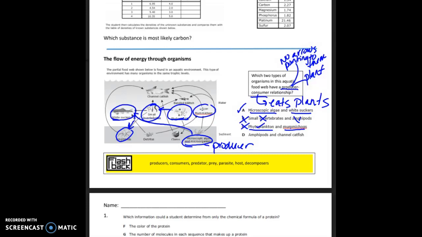where I'm not seeing them, but I already circled them. Here they are over here. I already circled them. Amphipods. Again, they have arrows pointing to them, not a producer. Channel catfish, there are arrows pointing to them, not a producer, cannot be our answer. So our best answer is definitely A.